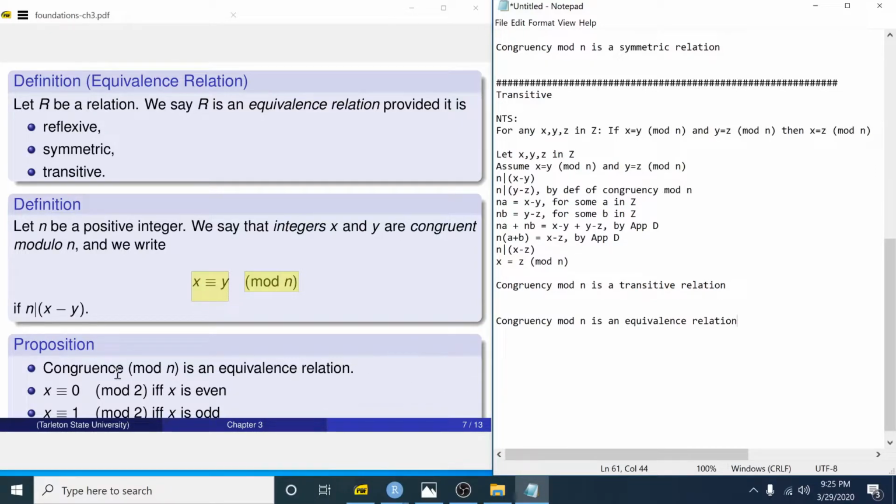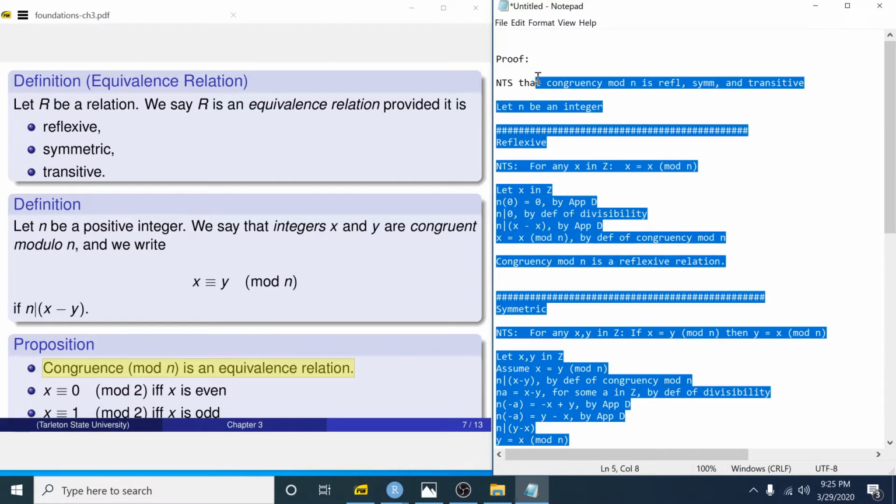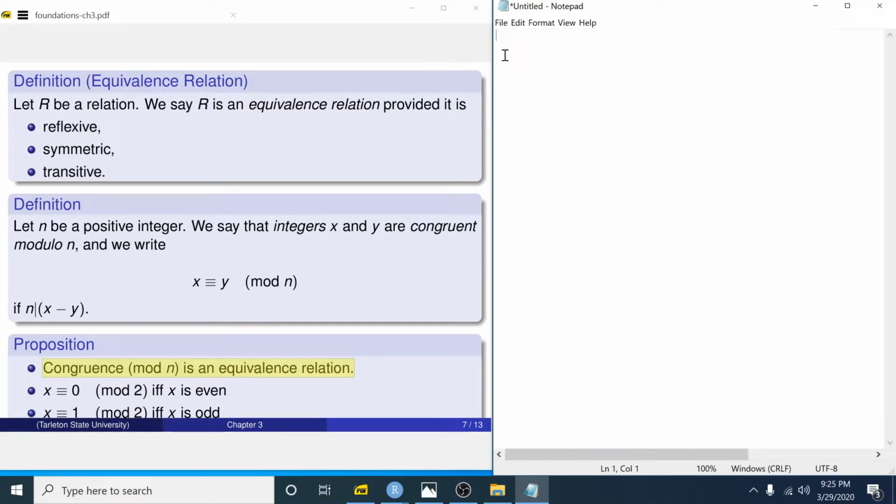Okay, so that's the end of that first argument. So that is like the first really mathematically substantial proof that we've given to show that something is an equivalence relation. And these are the kind of techniques you would have to use in general to do that. So what else is this proposition saying? It's saying some pretty basic stuff here. Saying x is congruent to 0 mod 2 if and only if x is even. I think we can just very easily show that. Let's just prove this real quick.